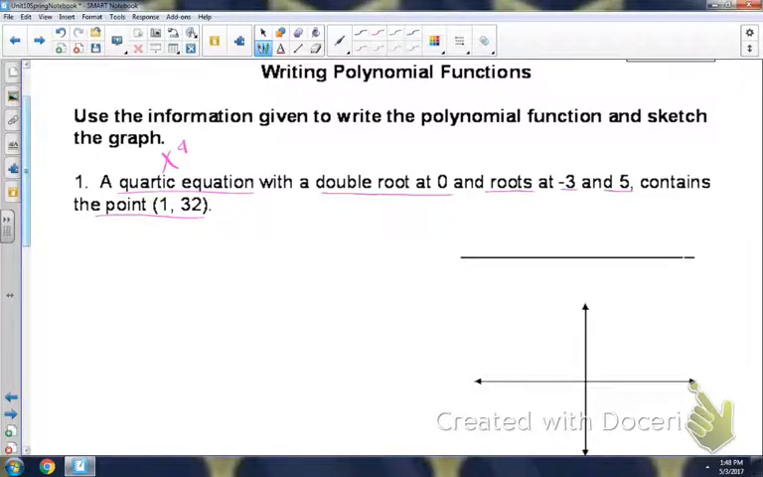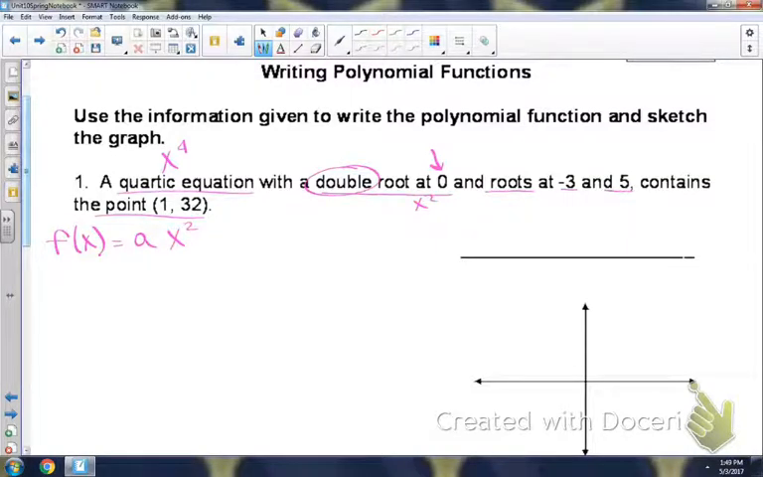Okay, first thing we're going to create our function, we're going to have f of x equals a. We're not going to know a, which is our coefficient in front. And then we're going to use the roots in order to find our factors, which will form our function. So if I have a root at 0, we know that factor is x, but it's a double root, which means it would be x squared.